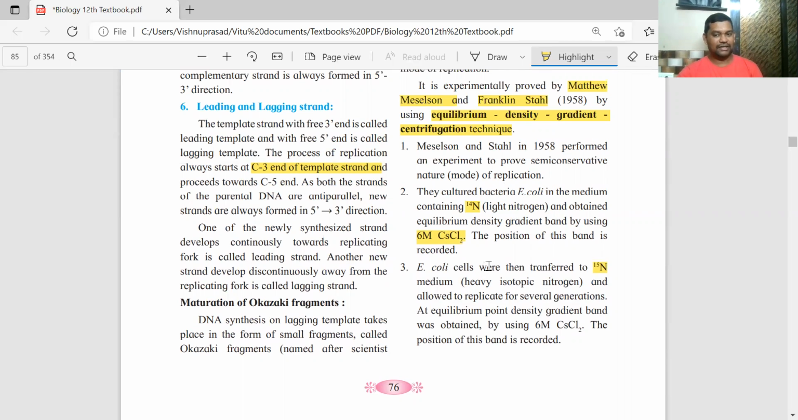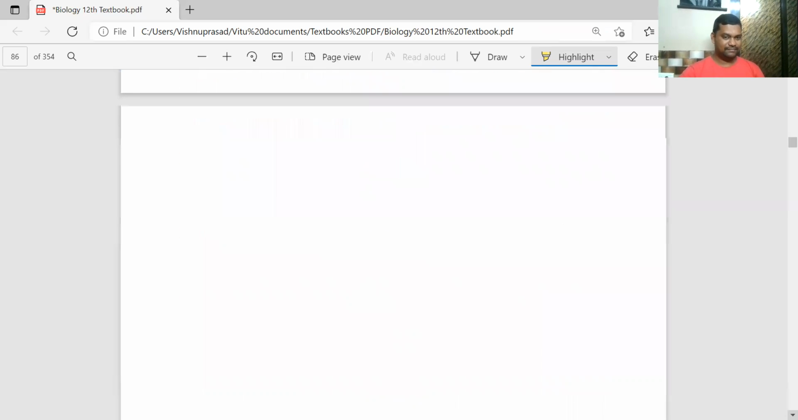Then the same E. coli cells were transferred to another medium जिसमें नाइट्रोजन का heavy isotope है N15. इन वाले मीडियम में इन ई कोलाई के सेल्स को रेप्लिकेट करने के लिए छोड़ दिया. In N14. Now they are in N15. N15 में रेप्लिकेट करने के बाद again we got the bands. तो बैंड का पोजीशन रिकॉर्ड किया गया and there was a difference observed.